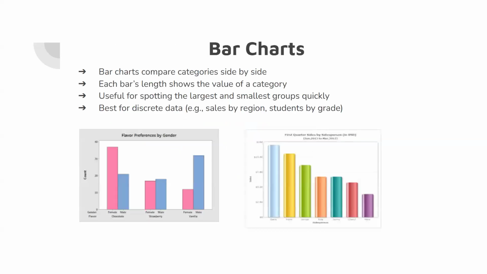So bar charts. This is the first type of chart we're going to be looking at today. Bar charts compare categories side by side. You can see on the left picture, the pink and blue one, different types of categories. Each bar's length shows the value of a category. It's useful for spotting the largest and smallest groups quickly, and best for discrete data, like sales or student marks and grades. So it's for the easy stuff.